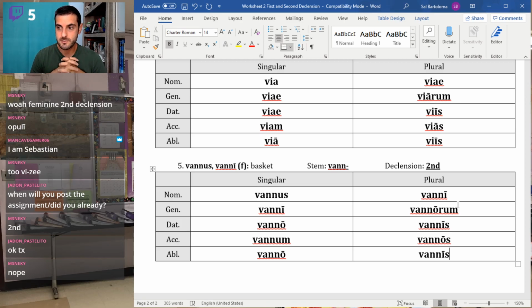Obviously we're going to talk more about how to use them and how to read them and translate them and all that good stuff. But when it comes to the forms, it's just practice. Once you get them under your belt, they're there and hopefully they stick.